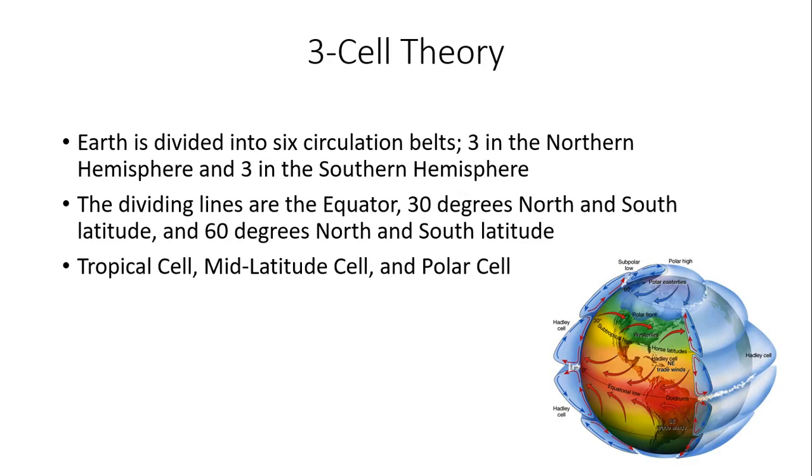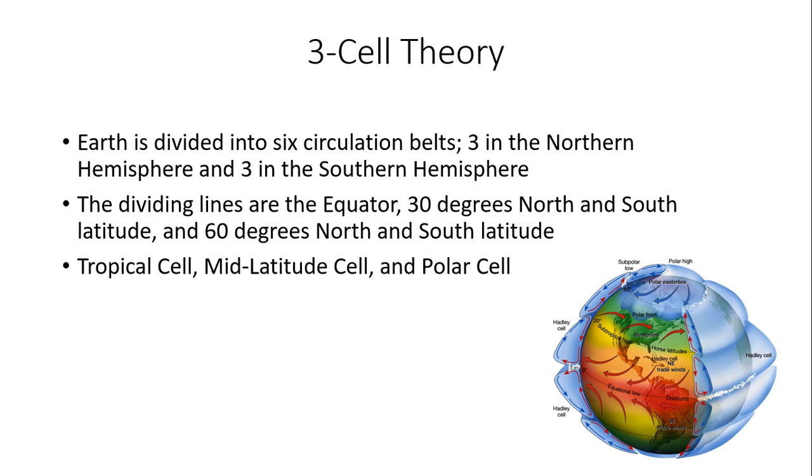All right, so when we talk about the whole global circulation, and we have to reference this, it's something known as the three-cell theory. Now, Earth is generally divided into 6 circulation belts. There are 3 in the northern hemisphere and 3 in the southern hemisphere. The dividing lines are generally the equator at 0 degrees latitude, 30 degrees north and south latitude, the subtropical high pressure area, and 60 degrees north and south latitude, where we get a lot of storminess. And these 3 cells are known as the tropical cell, the mid-latitude cell, and the polar cell.